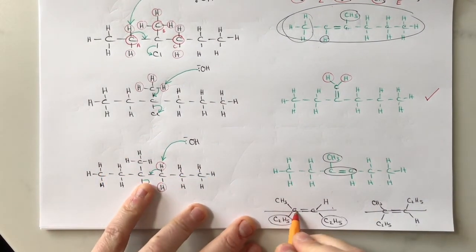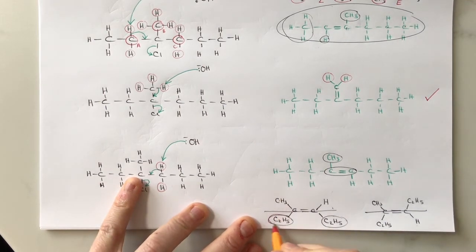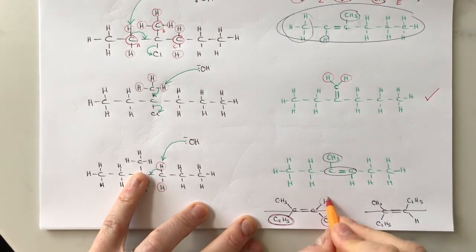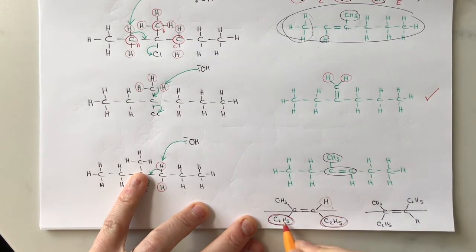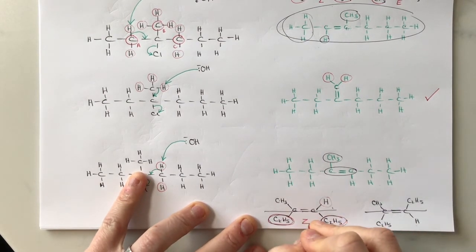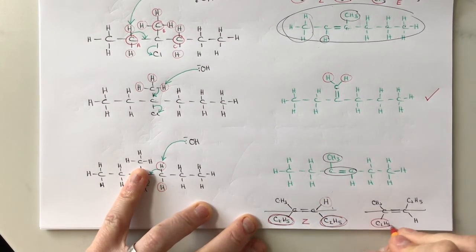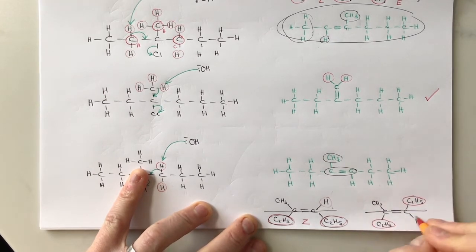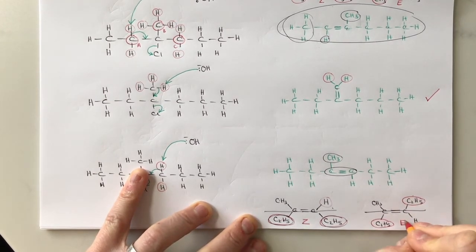So the heaviest group on this carbon, methyl or ethyl, is the ethyl. The heaviest group out of a hydrogen and an ethyl is the ethyl. So these are on the same side, so that's the Z isomer. The ethyl and the ethyl are on opposite sides, so that makes it the E isomer.